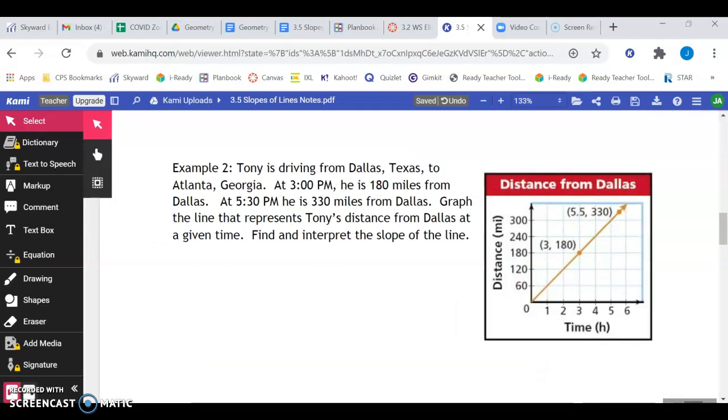Tony is driving from Dallas, Texas to Atlanta, Georgia. At 3 p.m., he is 180 miles from Dallas. At 5:30 p.m., he is 330 miles from Dallas. Graph the line that represents Tony's distance from Dallas at a given time. Find and interpret the slope of this line.